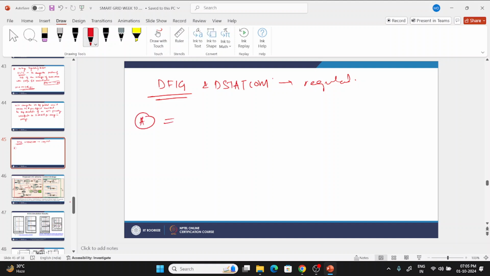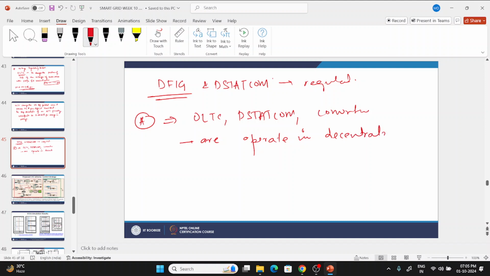Actually, one more important point here is that OLTC, D statcom, all converters operate, this is a very important point, in a decentralized manner, okay, without any communication among themselves to regulate the voltages of their respective connected buses, okay.